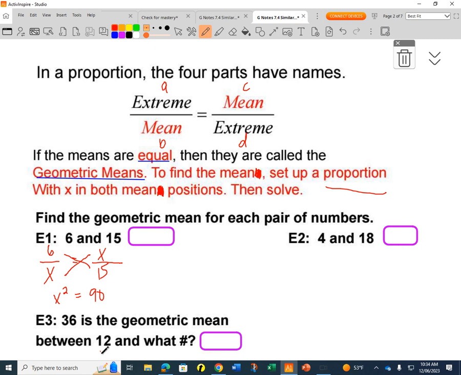In this particular example, if we take the square root of both sides, now we have x equals the square root of 90. Well, that's not a simplified radical, right? A simplified radical means there can't be any perfect square factors underneath this radical. So I could rewrite this as the square root of 9, which is a perfect square, times the square root of 10. The square root of 9 is what?